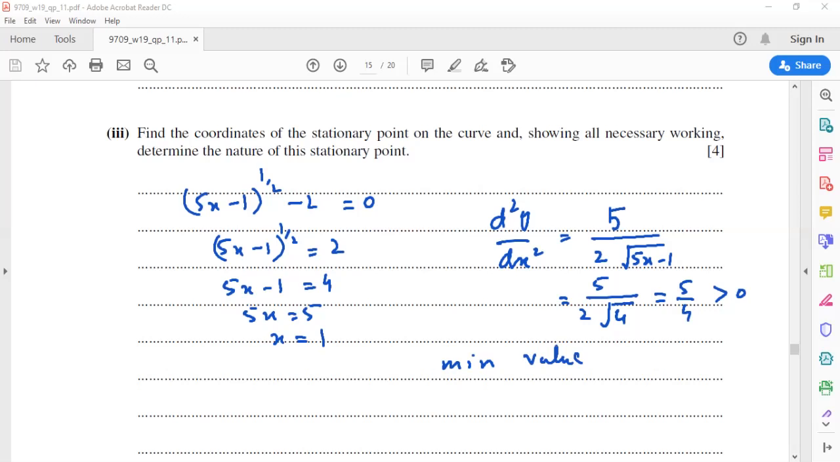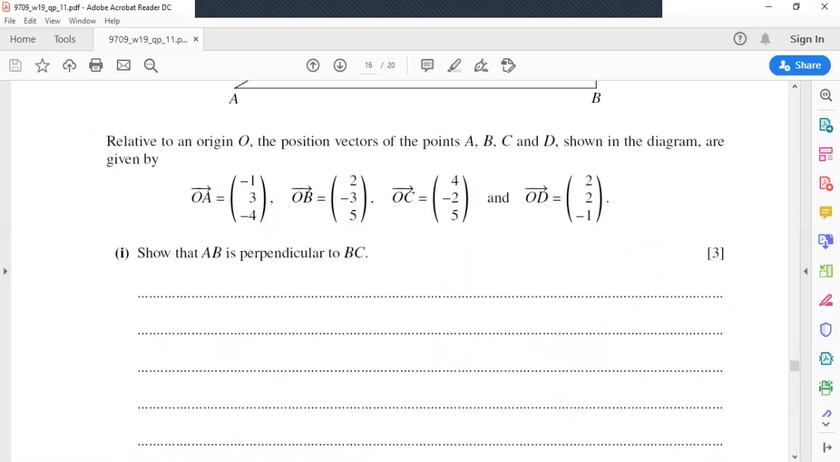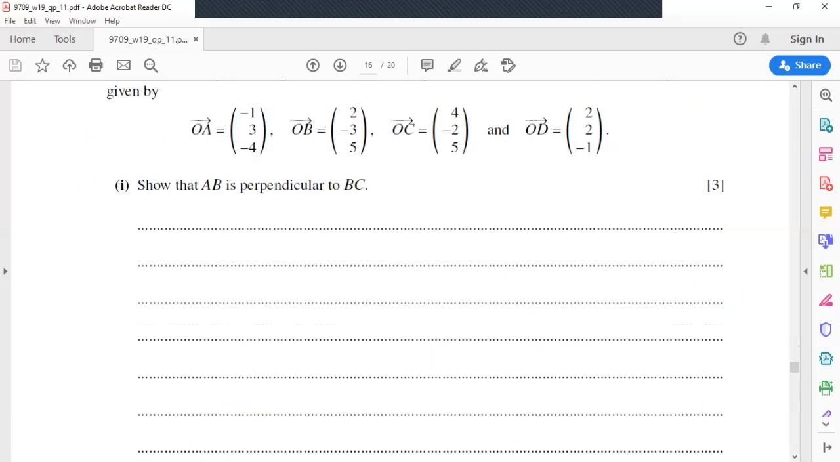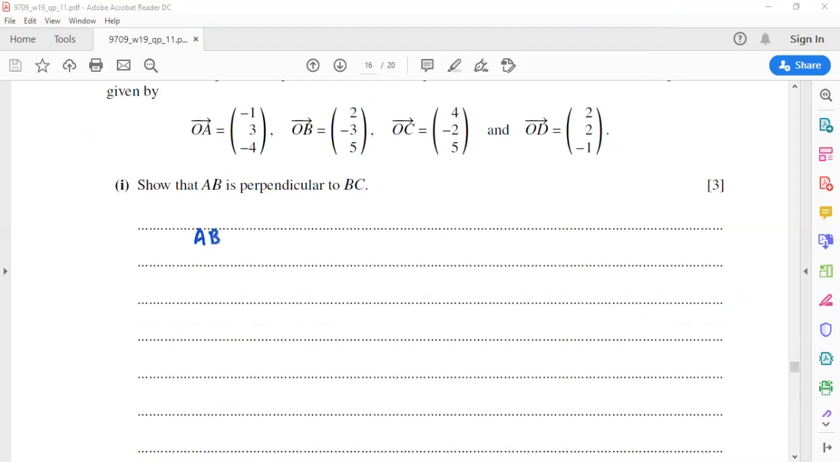Let's go further to question number 10, and this is regarding vectors. He is asking, show that AB is perpendicular to BC. As we know, for perpendicular vectors we have to show the dot product is equal to 0. Let's find AB first, which can be found from OB minus OA. So 2 plus 1 is going to be 3, minus 3 is going to be minus 6, and 5 plus 4 is going to be 9.